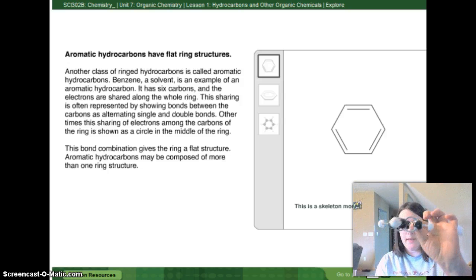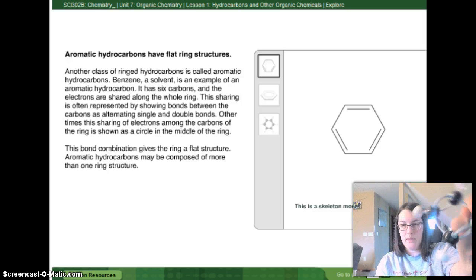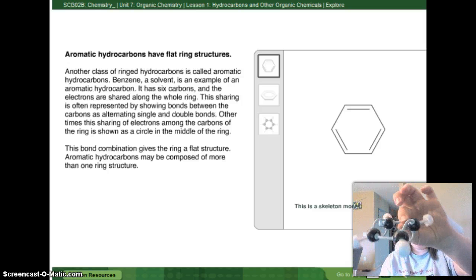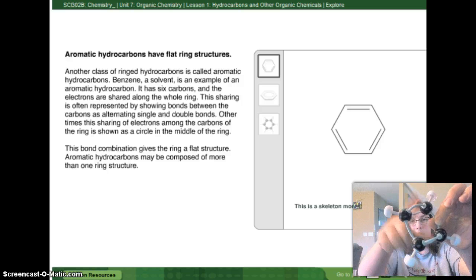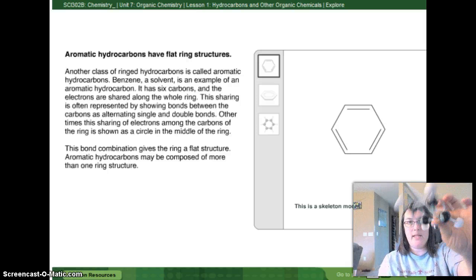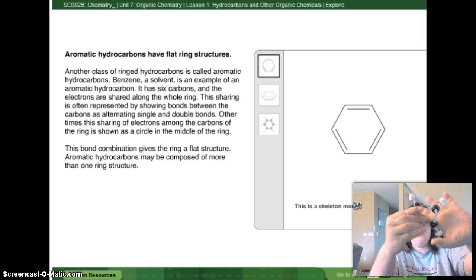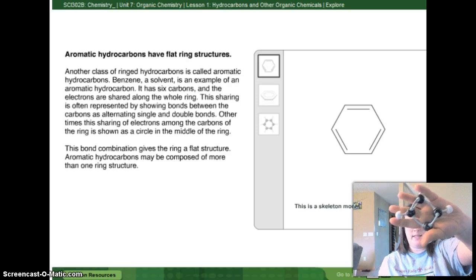Now you can see I have a very simple cyclic hydrocarbon, and would this one be considered aromatic? Yes, it would. Why? Because you have alternating double and single bonds. Because they're alternating double and single bonds, it would be considered aromatic. And as you can see, it is flat. So I could lay it flat on the counter or flat in my hand.